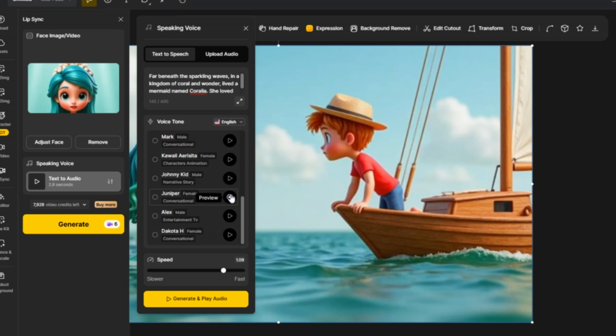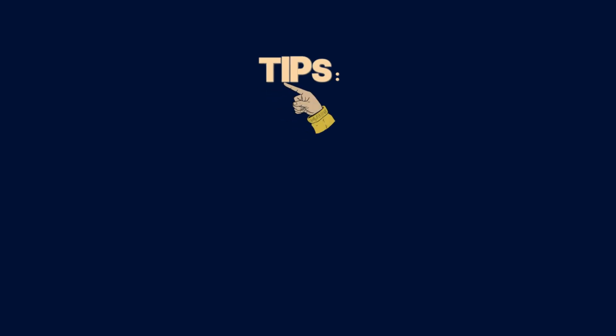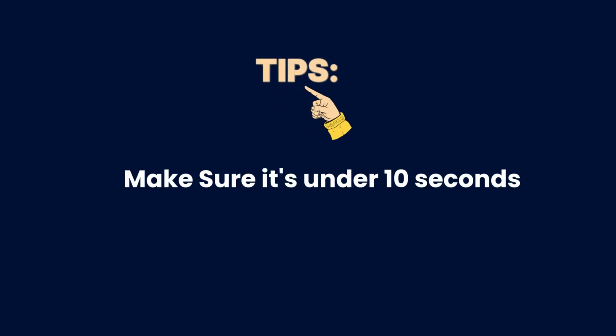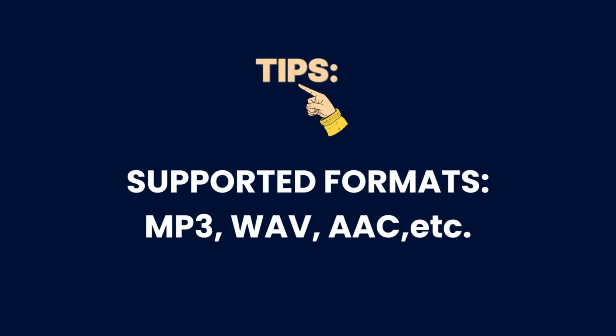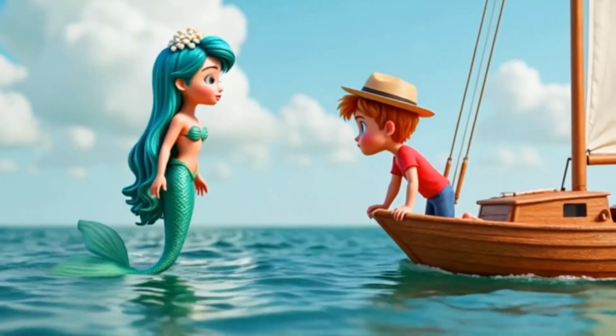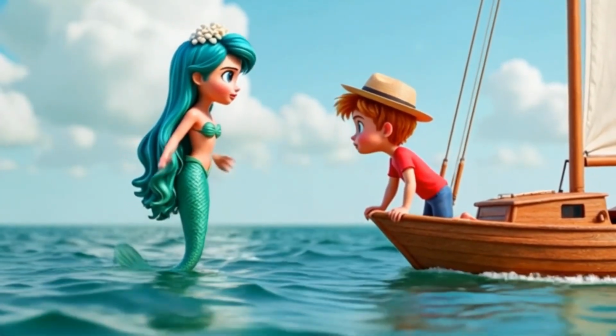The AI will animate your character's mouth and head movements to perfectly match the spoken dialogue. If you're uploading audio, make sure it's under 10 seconds and matches the video duration. Supported formats include MP3, WAV, M4A, and AAC. Repeat this process for each line of dialogue in your story.